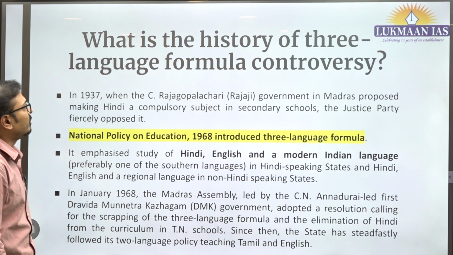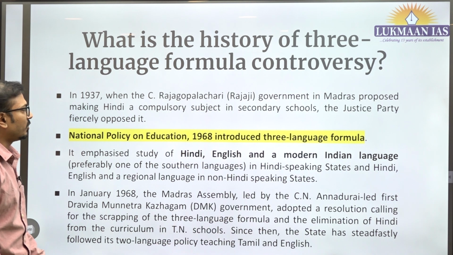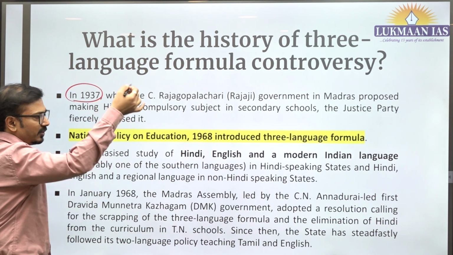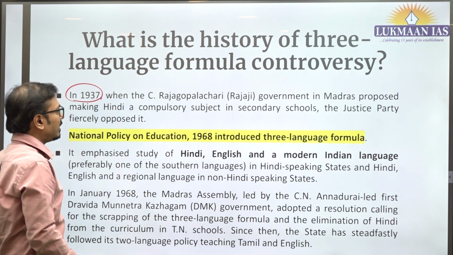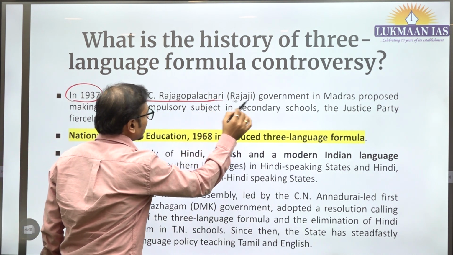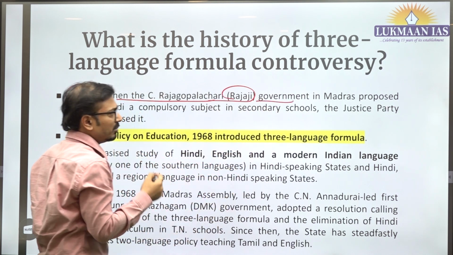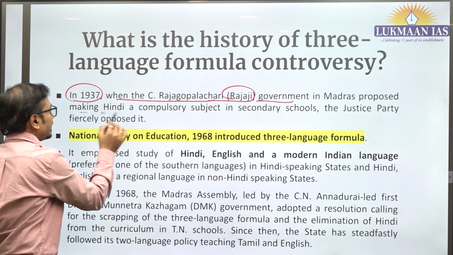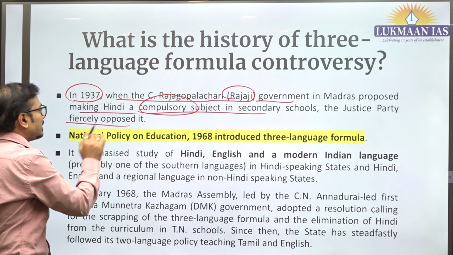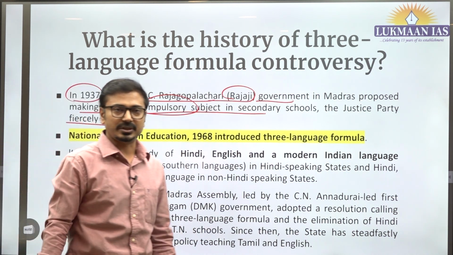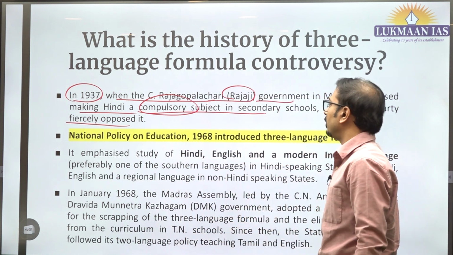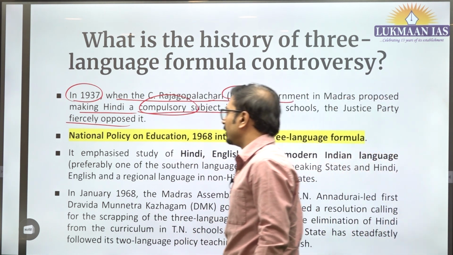Let's try to understand the history behind the three language formula controversy. In 1937, there were provincial governments after the 1935 Act. When C. Rajagopalachari, or Rajaji as we call him, headed the government in Madras province, he proposed making Hindi a compulsory subject in secondary schools. The Justice Party fiercely opposed it. There were demonstrations, and the decision was withdrawn by the then provincial government.